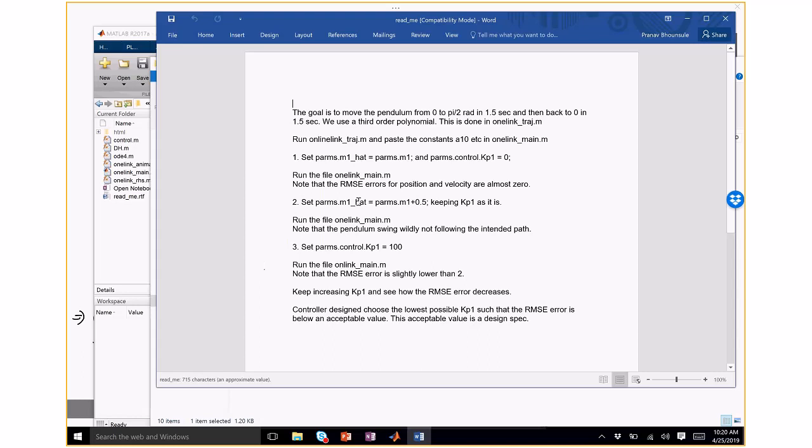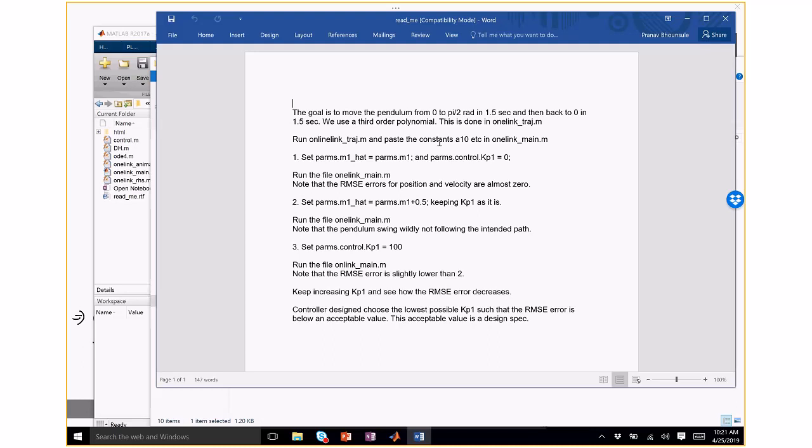Okay, the goal is to move the pendulum from 0. This is going to be that 0. This is 0, the horizontal position 0, to pi by 2, which is vertically up, in 1.5 seconds, and then back to 0 in 1.5 seconds. So it goes like this. Okay.